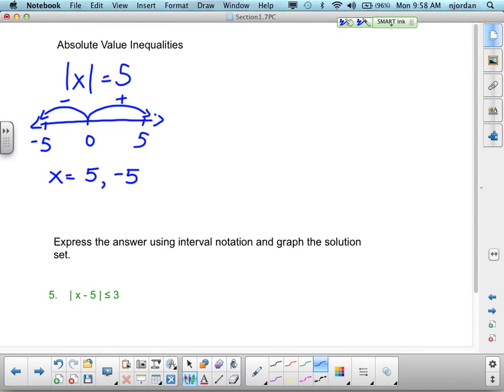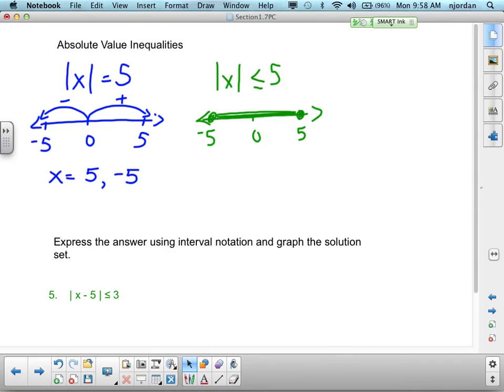So what happens when we have inequalities, for instance, what if we had the absolute value of x is less than or equal to 5? That means that distance away from 0 is less than or equal to 5. So on the number line, our boundary points would be positive 5 and negative 5. But if your absolute value is less than, then it's going to include all the values between positive 5 and negative 5.